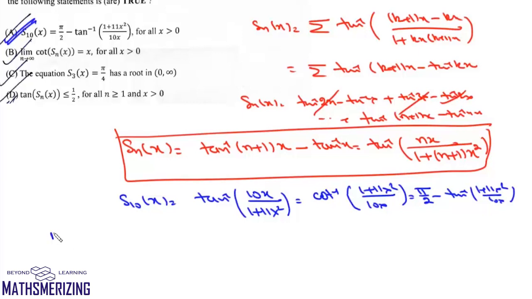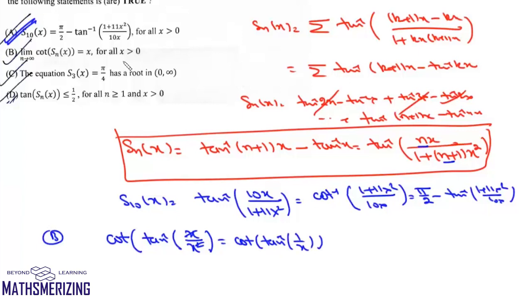Now if we look at this option B, then this is cot of the limit n tends to infinity. Now if we take limit n tends to infinity, this limit will be tan inverse of, now coefficient of n, here it is x and here it is x square. Now this x and x will cancel, so we'll get this as cot of tan inverse of 1 by x, and since x is greater than 0, it is nothing but cot of cot inverse of x, which is nothing but x. So that means this option B is also correct.